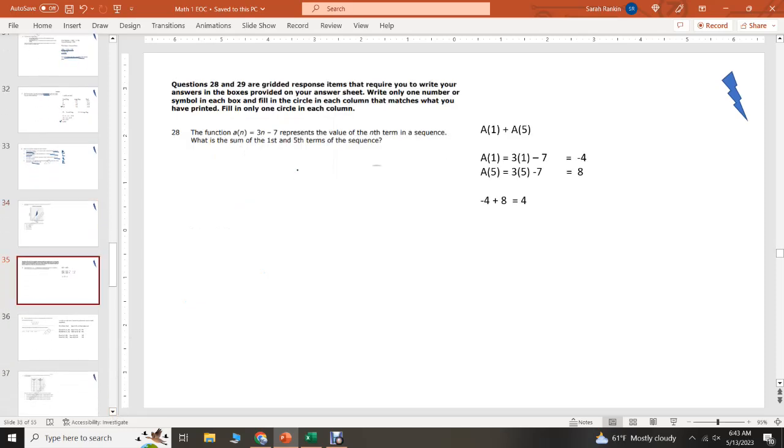All right, 29. The function represents the value of the ninth term in the sequence. What is the sum of the first and the fifth term? Well, all they're asking is a of 1 plus a of 5. So I plug a of 1 in here and I get -4. I plug a of 5 into our function, 3n minus 7, and I get 8. -4 plus 8 is a +4.